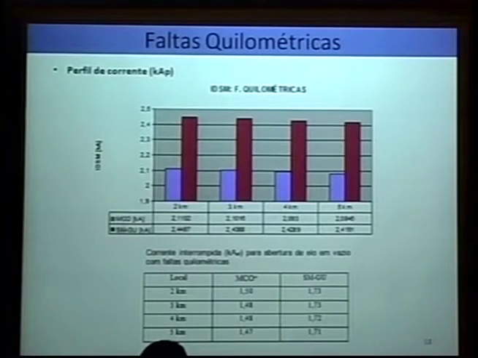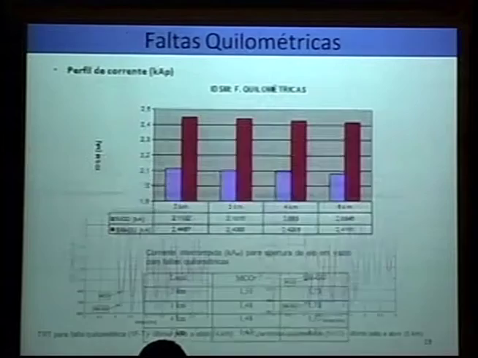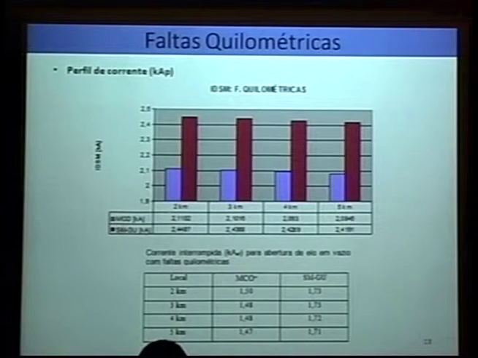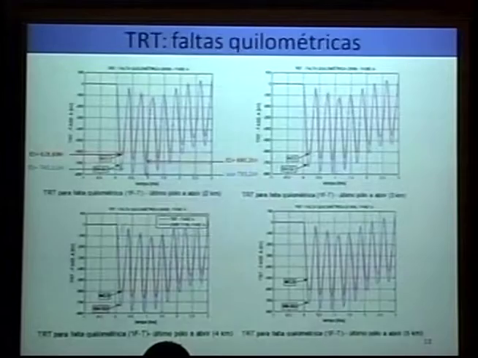For kilometric faults, the results obtained were similar. We analyzed the first 5 kilometers ahead of the circuit breakers. This is the interrupted current considering the segment between Serra da Mesa and Gurupi, and this is the interrupted current in the line considering a terminal fault for this half-wave length line. The results obtained show that the half-wave length line has a better performance than the segment between Serra da Mesa and Gurupi.